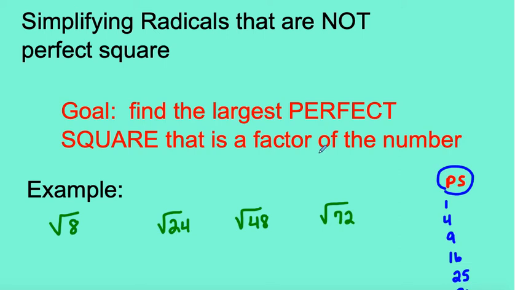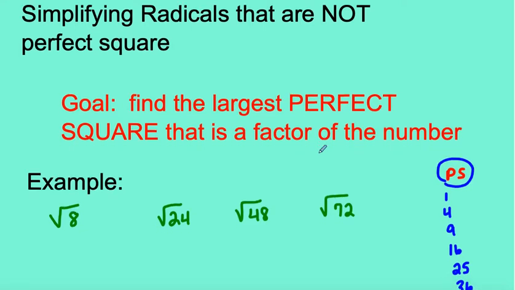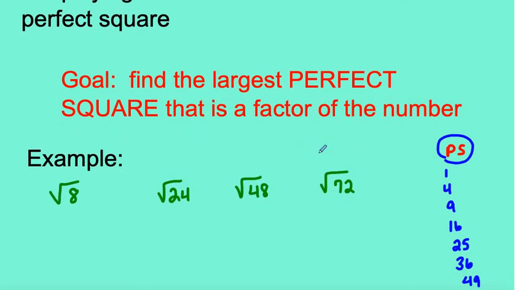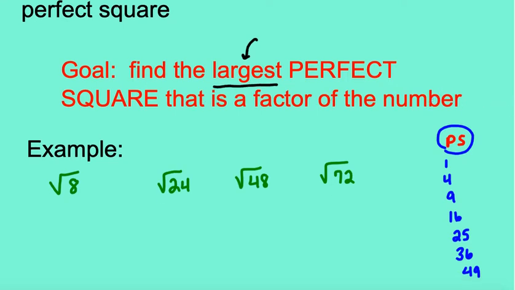Hello everyone, so today it's Coach Fred here, and today I'm going to be going over simplifying radicals that are not perfect squares. Now, there are lots of methods for doing this, and every teacher might teach it a little bit differently, but the goal is the same. The goal should be to find the largest perfect square that is a factor of the number, and simplify it using that perfect square.